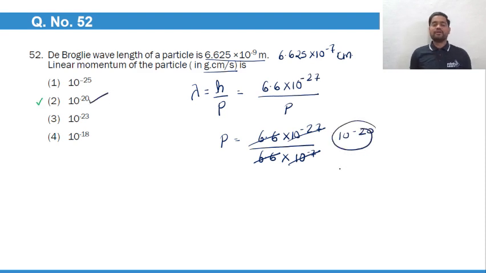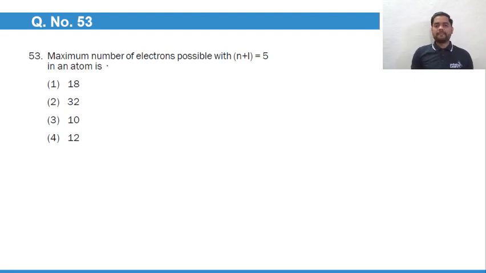This one. Question 53: the maximum number of electrons possible with n plus l equal to 5. So n plus l is equal to 5. That is 5 plus 0 is equal to 5, which means I am talking about 5s. Then 4 plus 1 is equal to 5, which means I am talking about 4p.